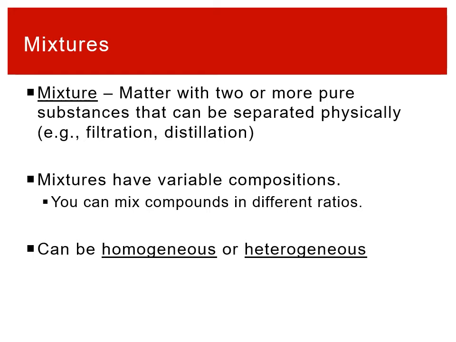Compounds are always the same. Water is always two hydrogen atoms and one oxygen atom. It's always going to be the same thing, always has the same properties. But a mixture you can make in different ways, and that's really important because that gives you different varieties of your mixture, and that lets you control their properties. You can fine tune the properties of a mixture to get whatever you want for whatever application you're looking at. There are two types of mixtures: homogeneous and heterogeneous.